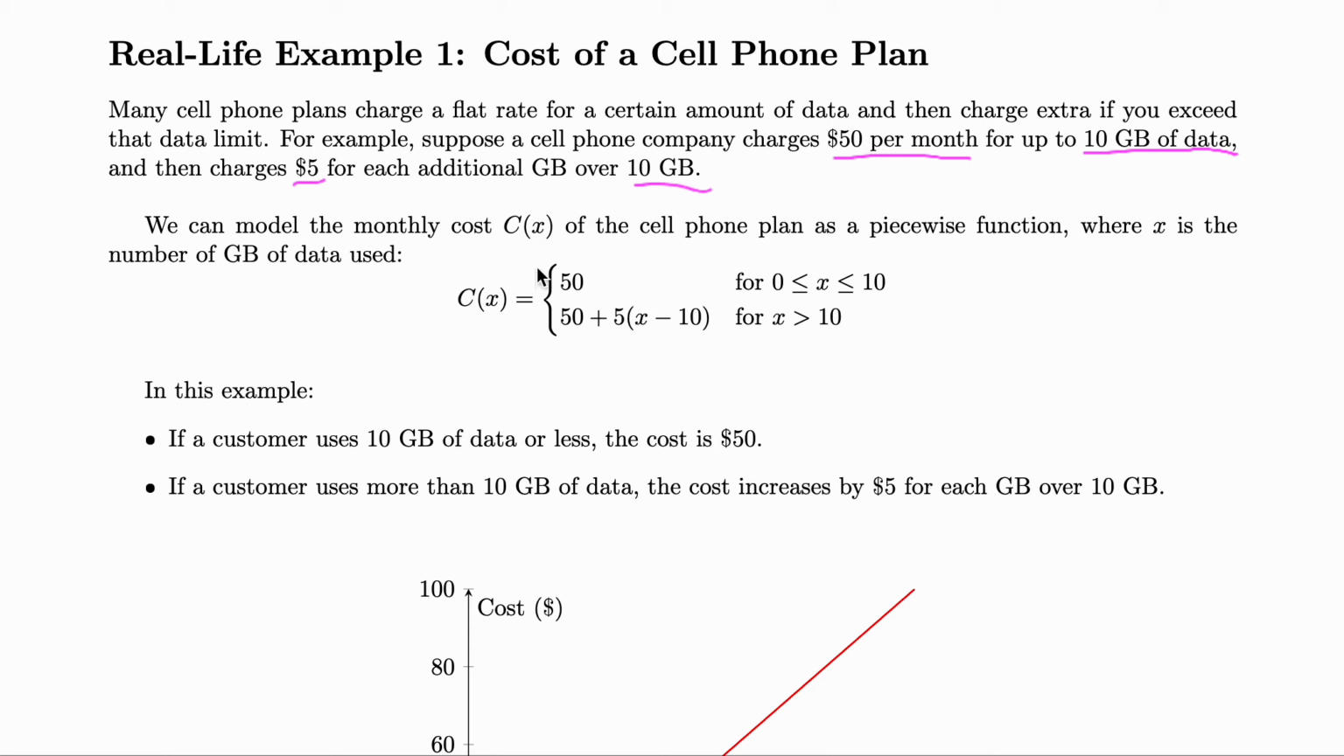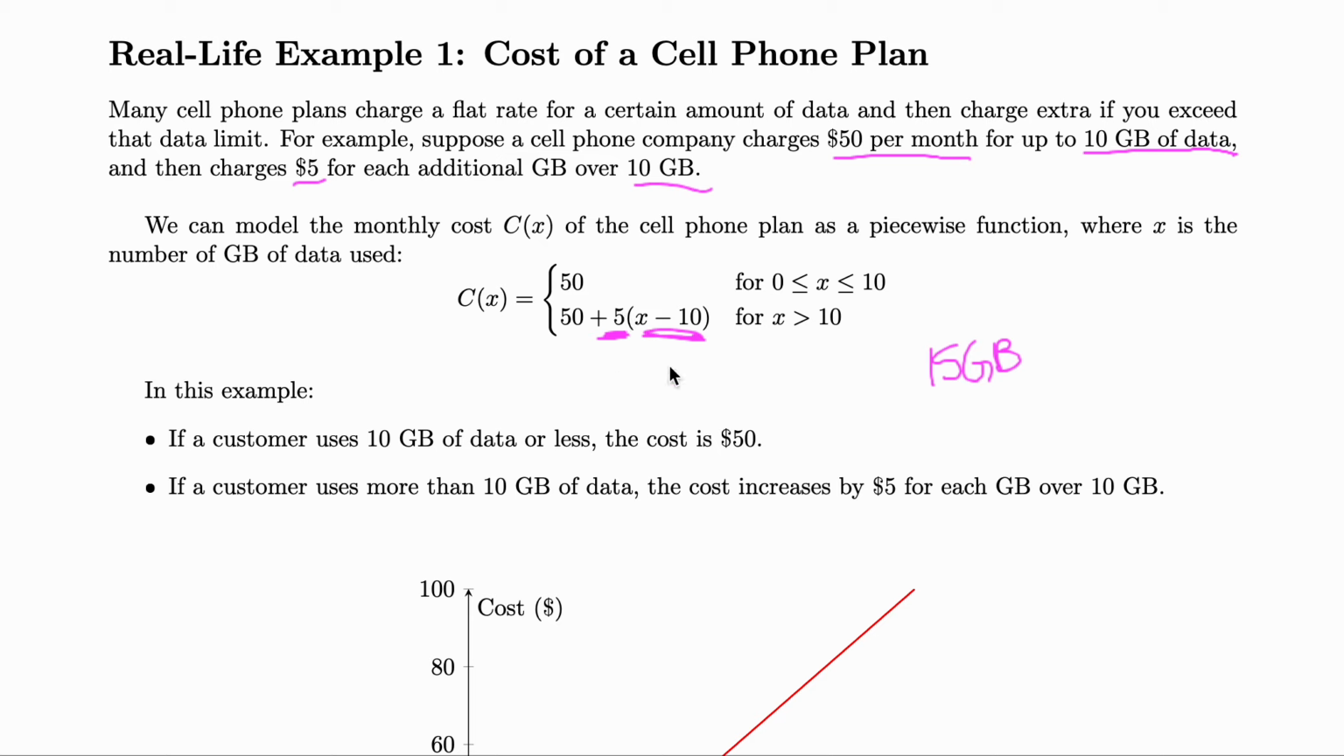So you can see that here. This is the output value of $50 per month if our gigs are between 0 and 10. And then if you look at the second part of this, no matter what, let's say you used 15 gigs of data, you're still going to have to pay that $50 for the first 10 gigabytes you used. So that's why this 50 is here. But then you also have to pay an additional $5 for every gig used over 10.